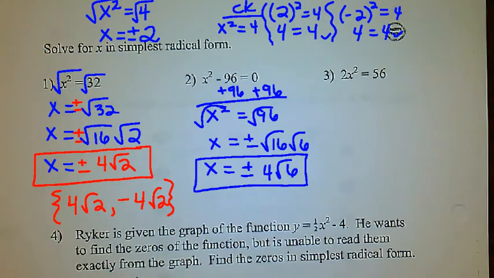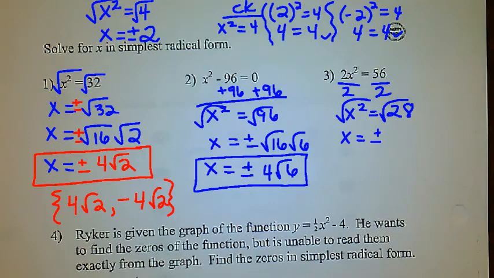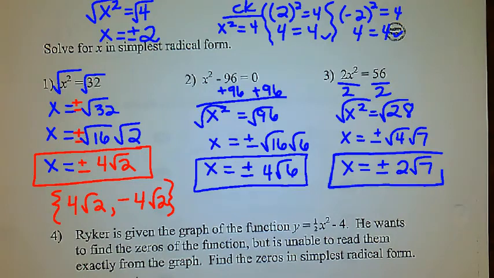Now this one has the 56 on the other side, but there's a 2 as a coefficient. So, again, isolate that x squared. And square root it. My solution has to have a plus or minus. 4 and 7, I think, is as simple as we can get. So my final answer is plus or minus 2 radical 7. And that's really all.